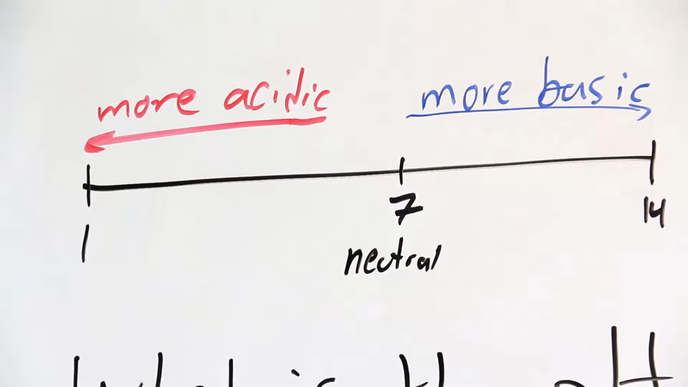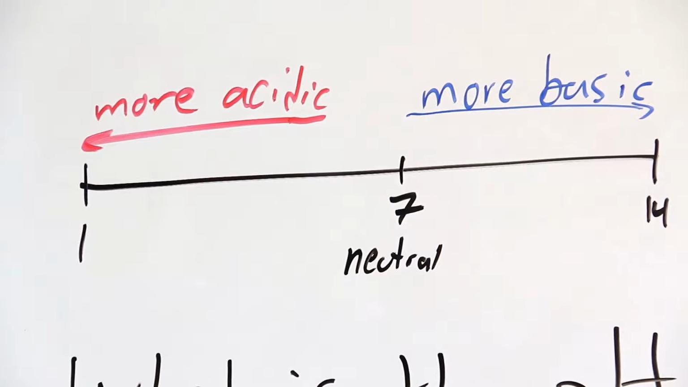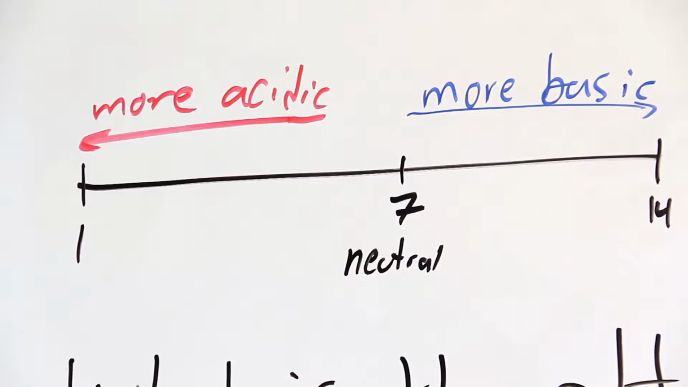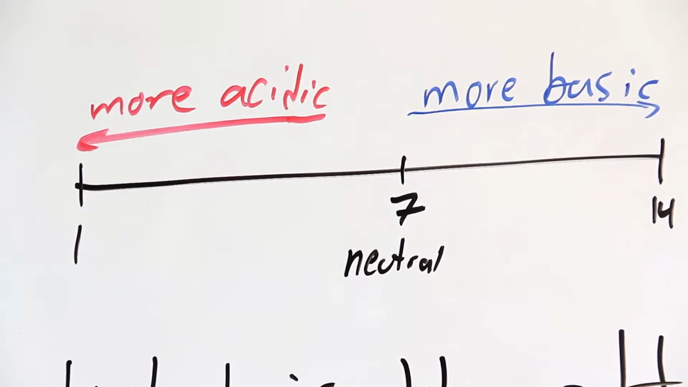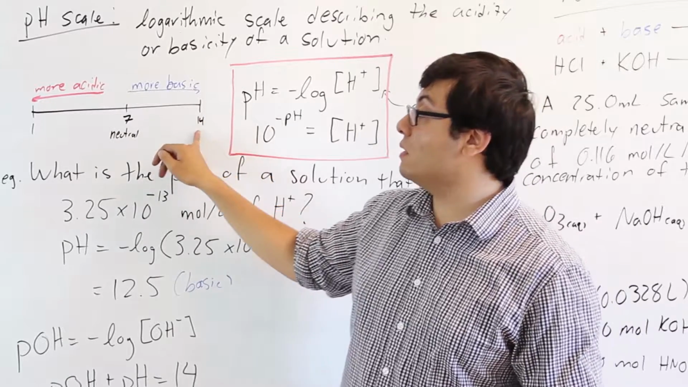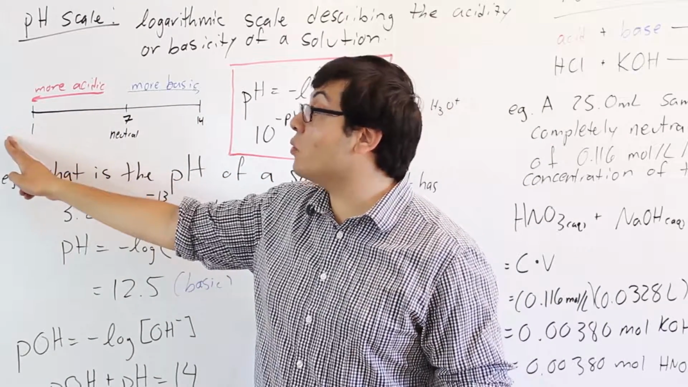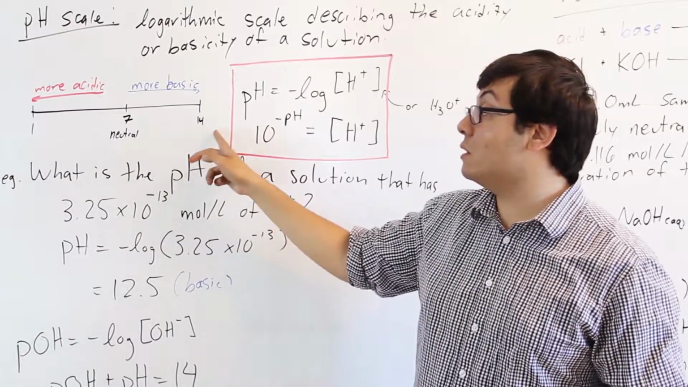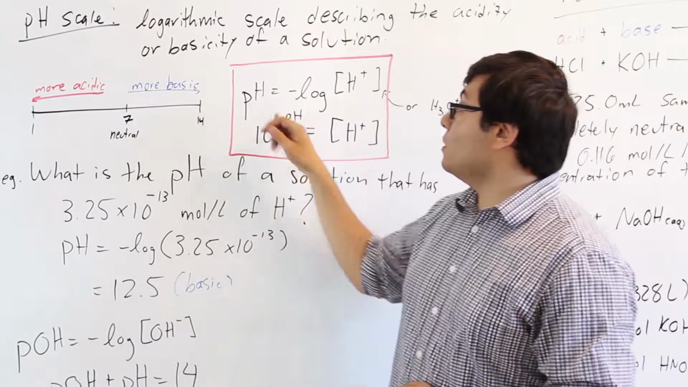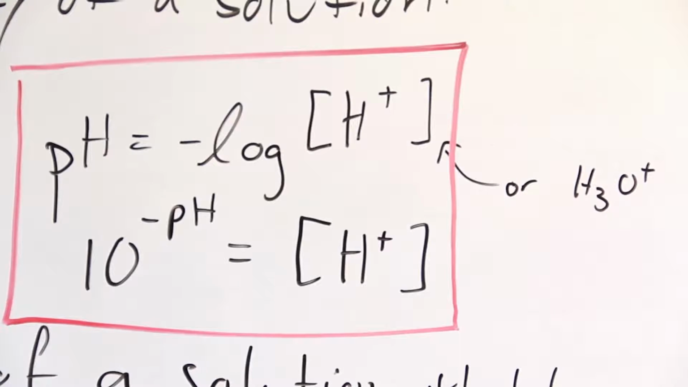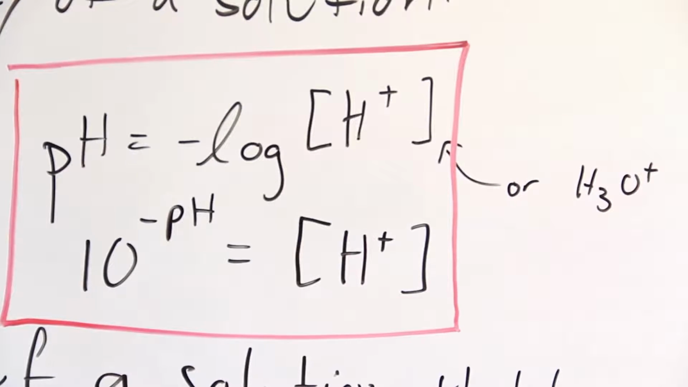So the pH scale typically goes from 1 up to 14, with 7 being neutral, anything between 7 and 14 being basic, and anything between 7 and 1 being acidic. The closer we are to 1, the more acidic we are, and the closer we are to 14, the more basic we are. So pH can easily be calculated by taking the negative log of the H plus concentration.